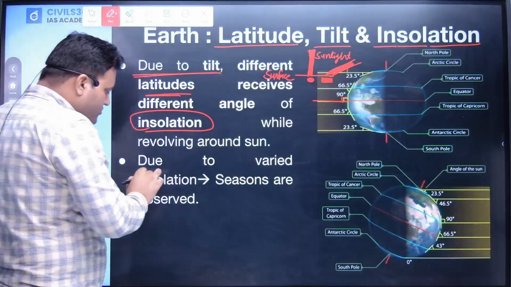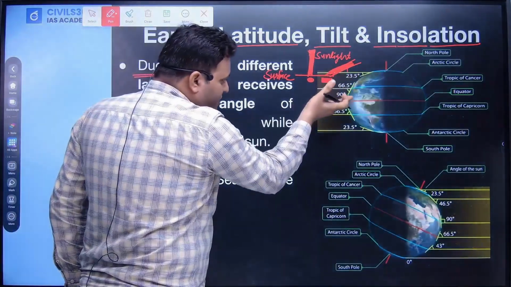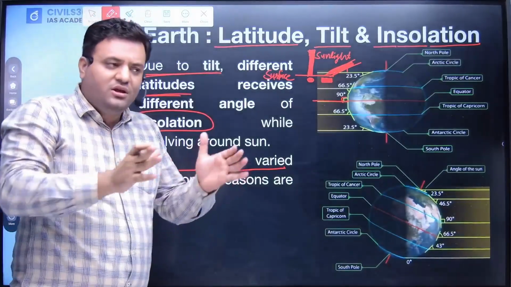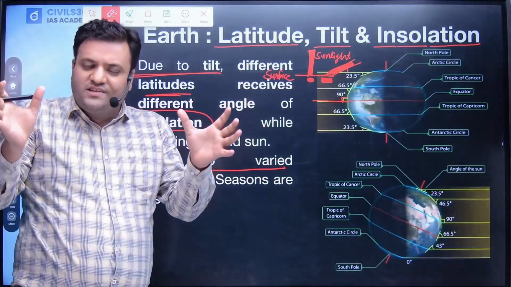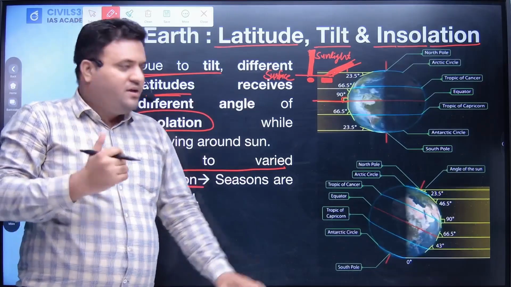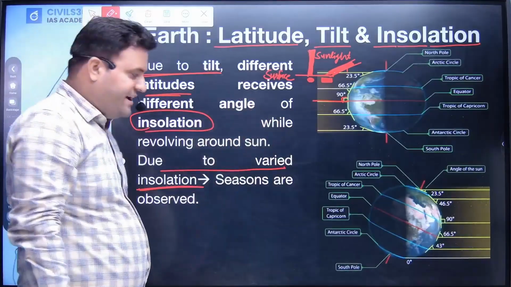Okay, so due to varied insolation, here you can see the insolation is varied. Be with me and you'll have more clarity, because I told you that in geography we have so many small concepts. When all of these concepts are joined together, you'll have more clarity about these aspects in some upcoming slides.